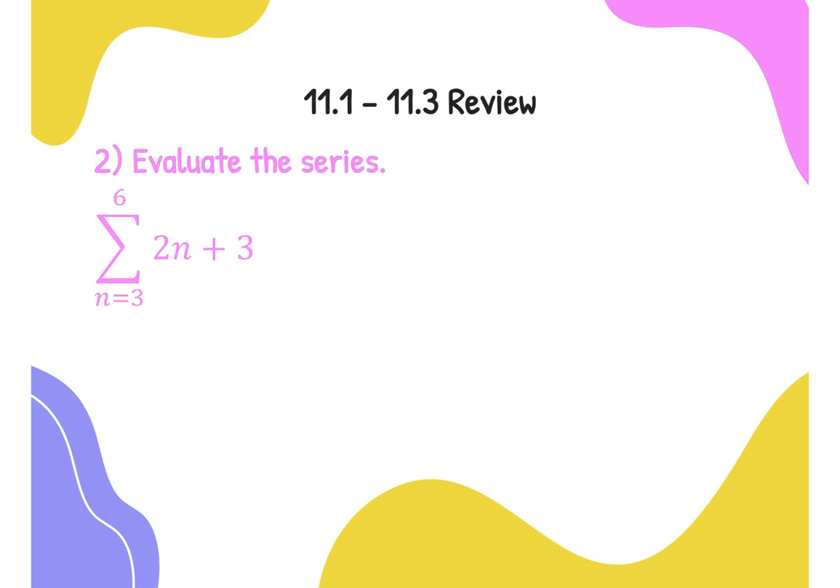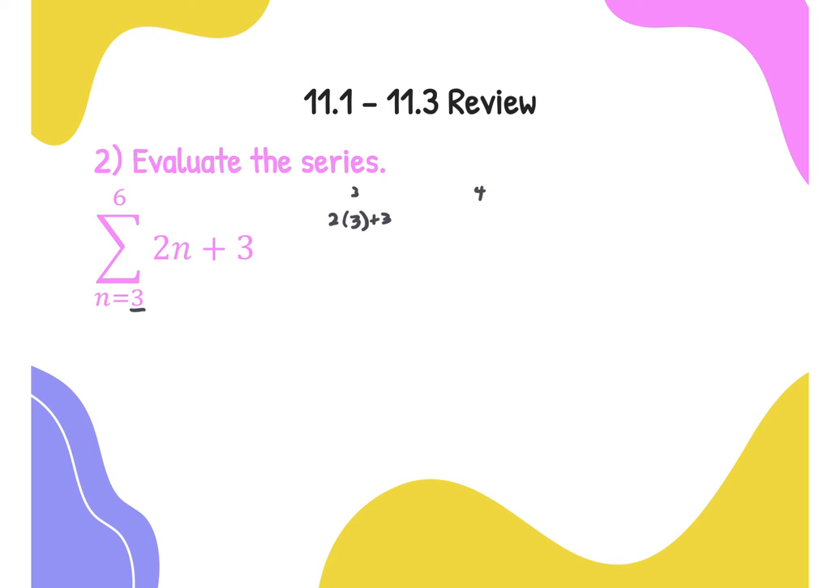All right, to evaluate the series. So this is one of the ones where I would say it's easier to just plug it in, because you can't use a shortcut here. The bottom number is not 1, so you can't split it. You can't use a shortcut. So you would start by plugging in the 3. So I plug in 3. I'd get 2 times 3 plus 3.